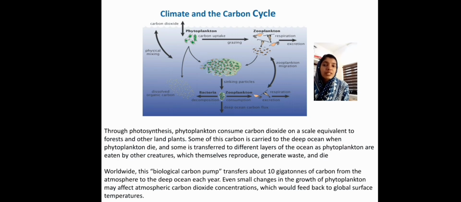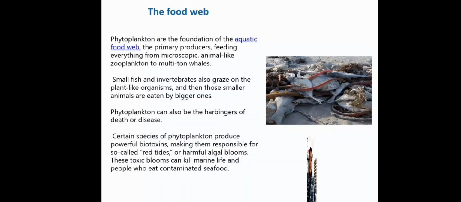So, worldwide this biological carbon pump transfers about 10 gigatons of carbon from the atmosphere to the deep ocean each year. So, even small changes in the growth of the phytoplankton may affect the atmospheric carbon dioxide concentration, which will result in global warming, temperature change, temperature fluctuations, etc. So, more growth and depletion of the phytoplankton will affect the environment and climate severely, which will affect the animals and the creatures living in this environment.